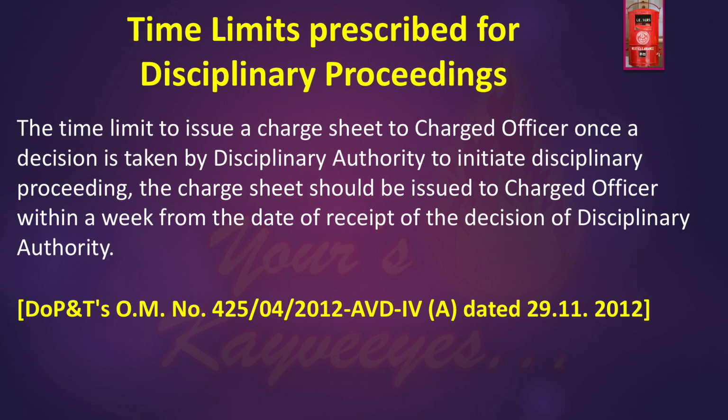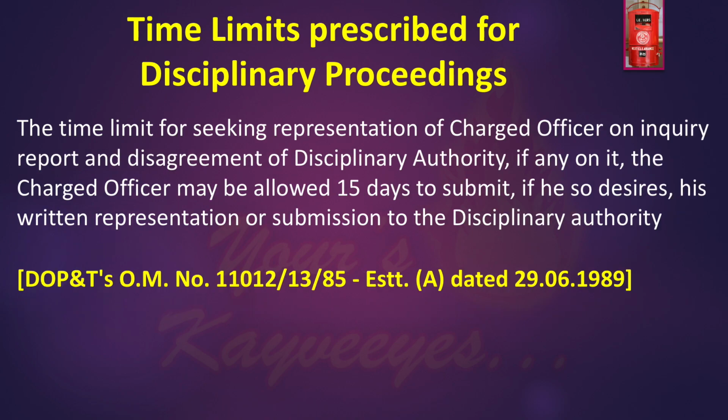The time limit to issue a charge sheet to the charged officer once a decision is taken by the disciplinary authority to initiate the disciplinary proceedings: the charge sheet should be issued within a week from the date of receipt of the decision of the disciplinary authority. You can take a decision within 1 month, but charge sheet should be issued within a week from the date of decision of the disciplinary authority. This is also as per 29/11/2012 order.